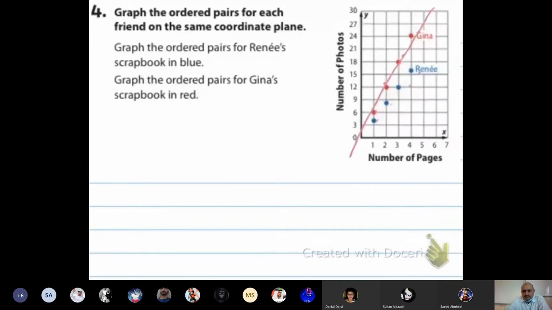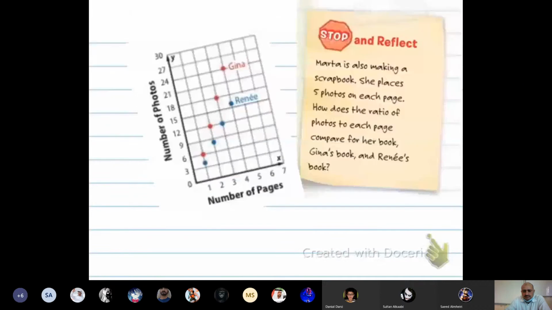You'll notice that Gina is a steeper line than Renee. Steeper meaning that if you were having to climb up this hill, this one would be harder to climb up than if you had to do Renee's like this. Okay, steeper means harder to climb up, or you'll go down really fast, that kind of thing. All right, and we're just going to stop and reflect. This is the last part, so don't worry, this is almost over.